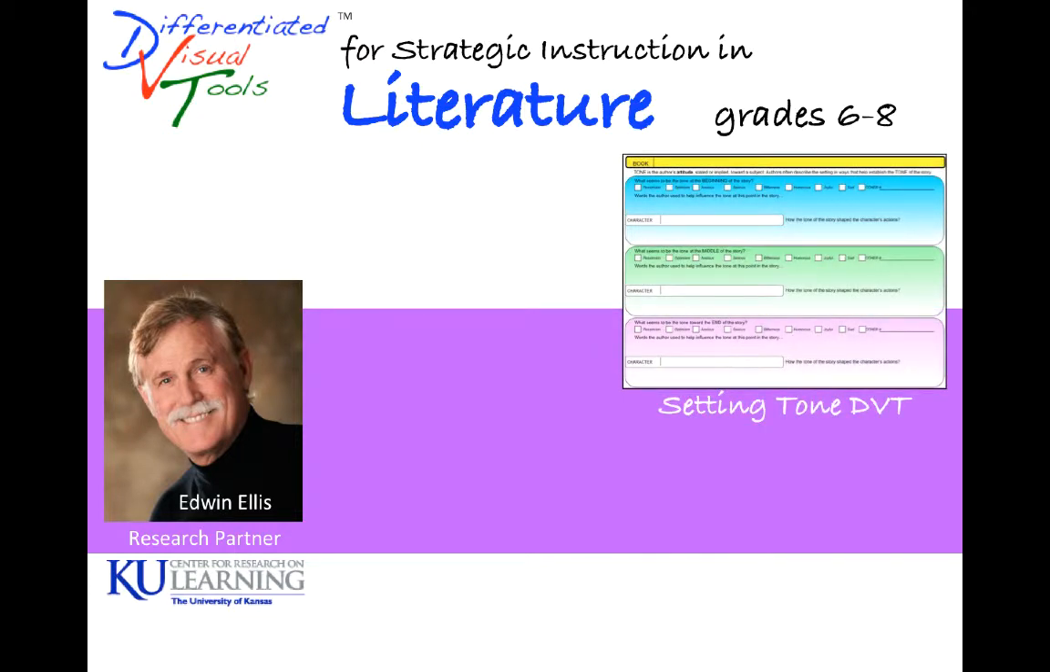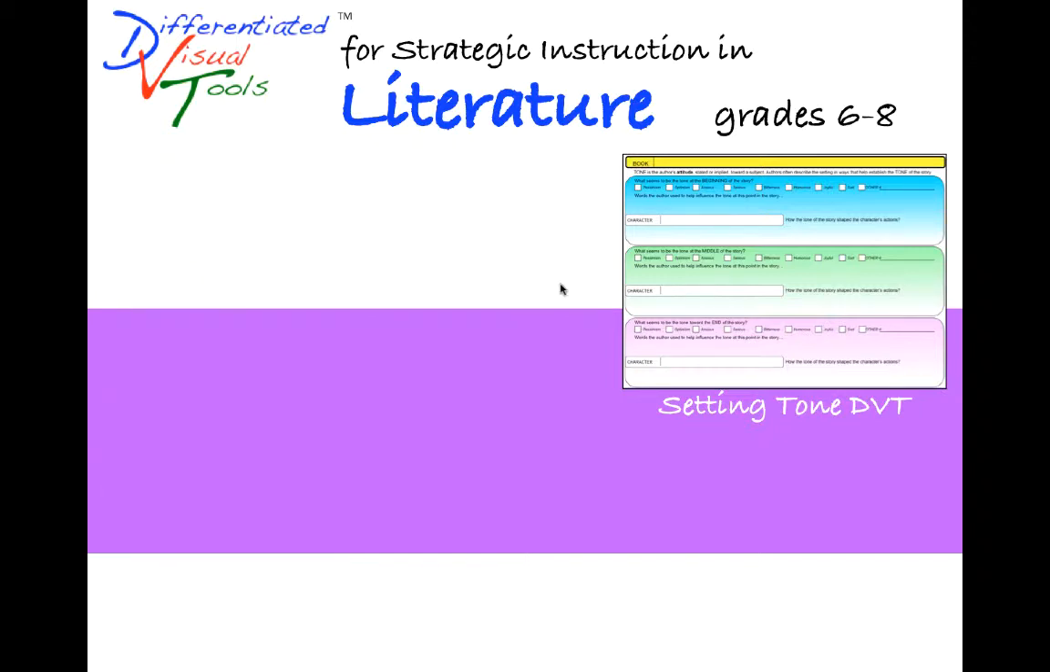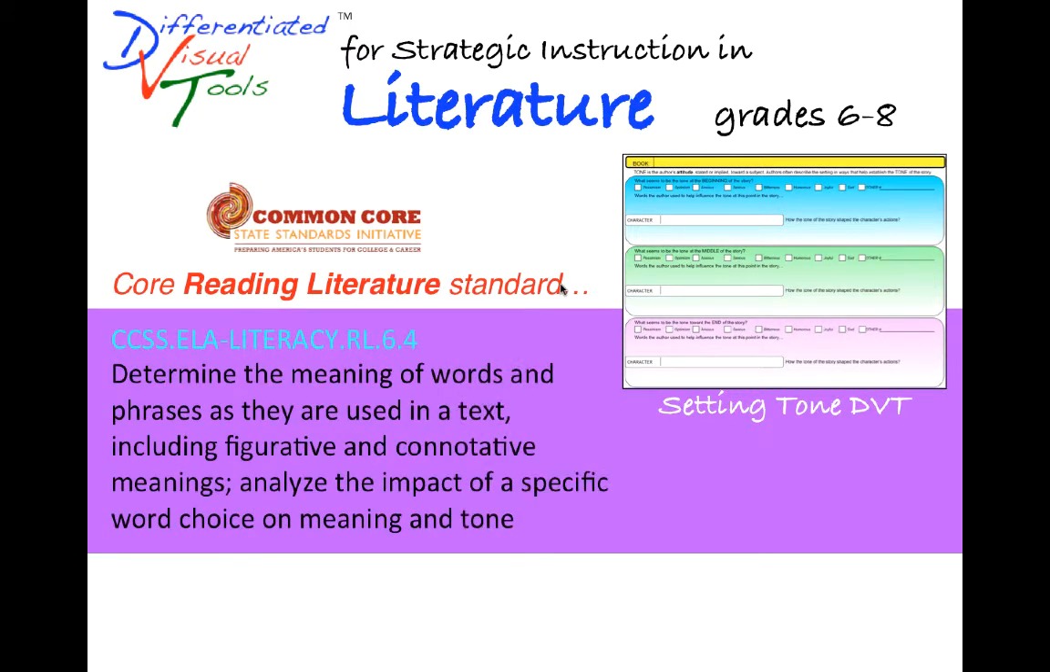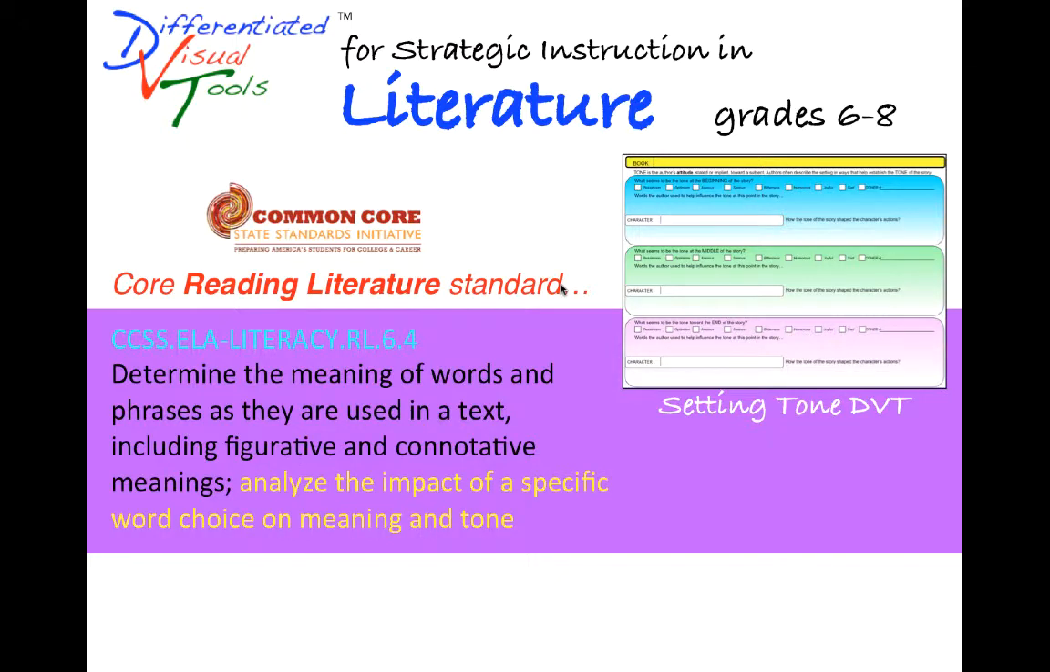In this video, we'll be examining the Setting Tone DVT, which is part of the Differentiated Visual Tools for Strategic Instruction. The Setting Tone DVT was designed for addressing specific Common Core standards. For example, for reading literature, it addresses the 6th grade standard: determining the meaning of words and phrases as they're used in text, including figurative and connotative meanings. Analyze the impact of a specific word choice on meaning and tone. So as you'll see, this particular visual targets this specific standard.